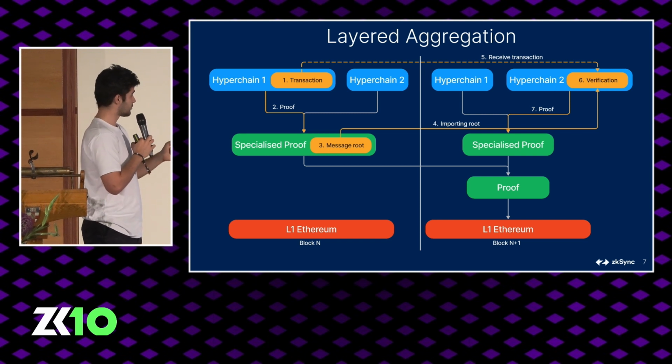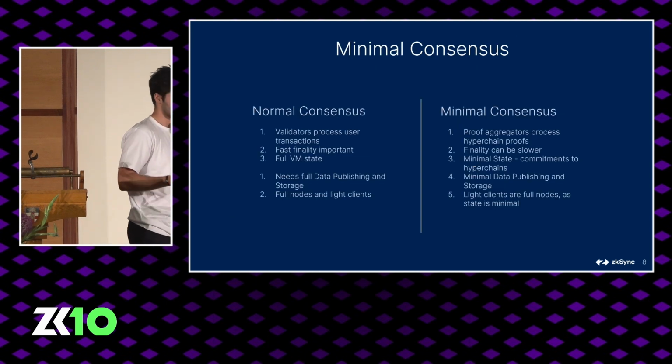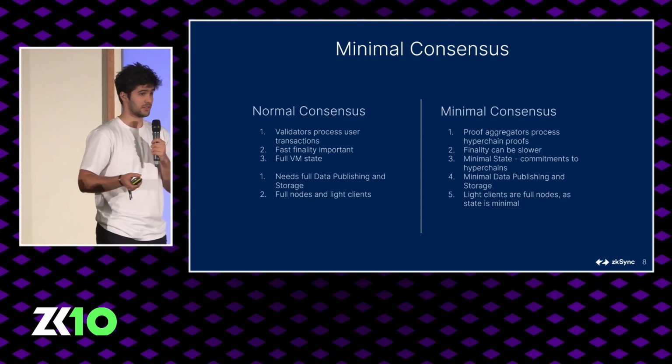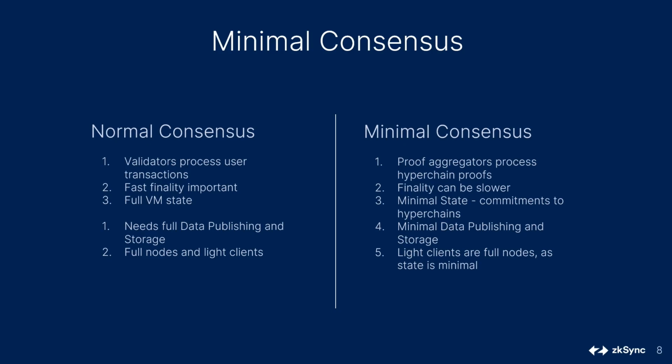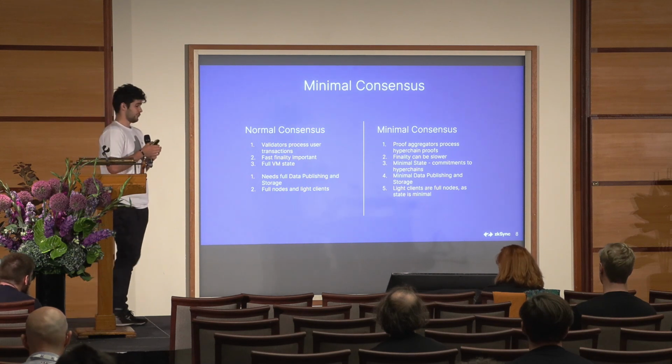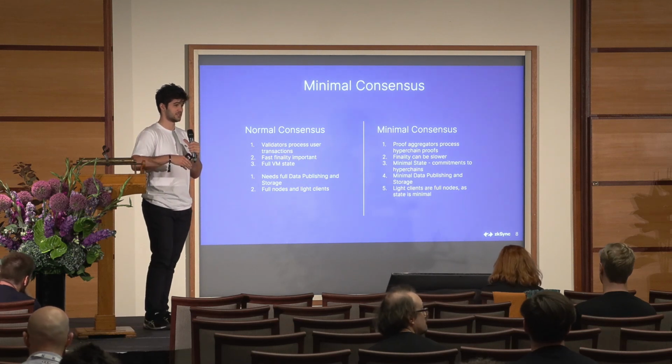So let's look at the consensus mechanism that this specialized proof requires. It only needs a minimal consensus mechanism because it does not process user transactions. It only processes hyperchain proofs. This means that finality can be much slower. It also does not have storage requirements, and it has minimal state because it only stores commitments to the hyperchains' states. This means that it has minimal data publishing and storage needs. In conclusion, this basically means that light clients are full nodes, similar to data availability. Light clients can contribute to this consensus mechanism's security.